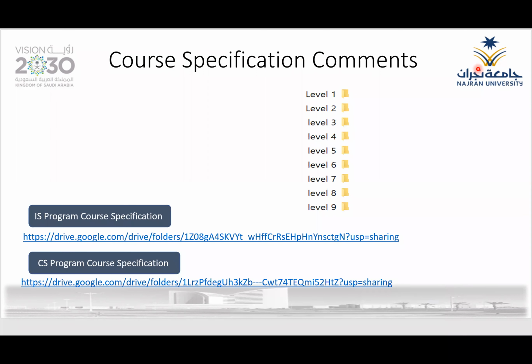Jazakumullah khair. The second part of our workshop is about the course specification comments. When we submit the course specification, we submit it as one version. Actually, we have two versions, one for the old plan and one for the updated or new plan. When we submit it, we submit one version for the current plan or old plan and one for the updated plan, and only one copy of each based on the labels.